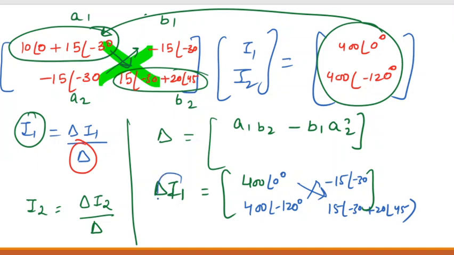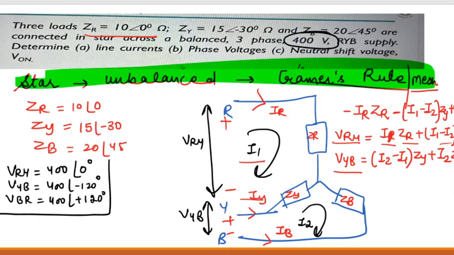Now after getting I1 and I2, see what they have asked. They have asked you for the line current. Line current means IR, IY, IB. So IR is equal to I1. IY is how much? I2 minus I1, right? Because I2 direction is the same as IY. And IB is how much? That is minus I2, because the IB direction and I2 direction are opposite, right?